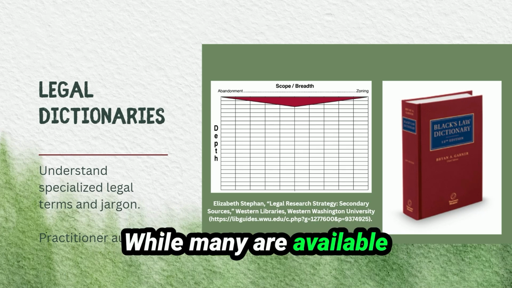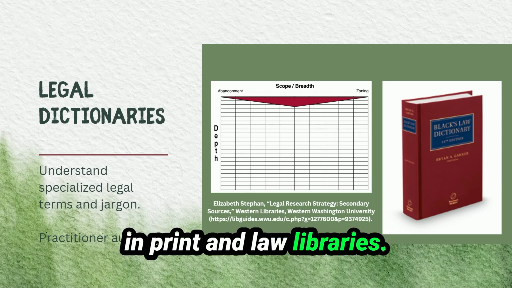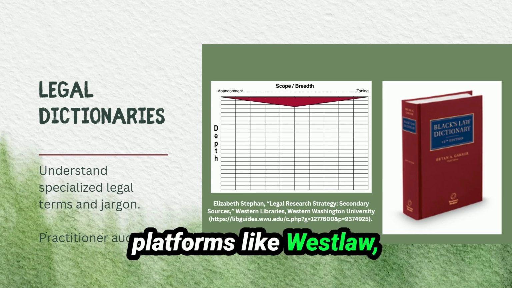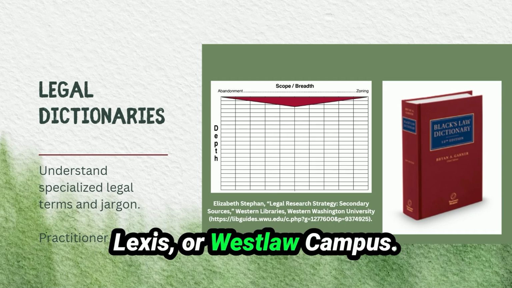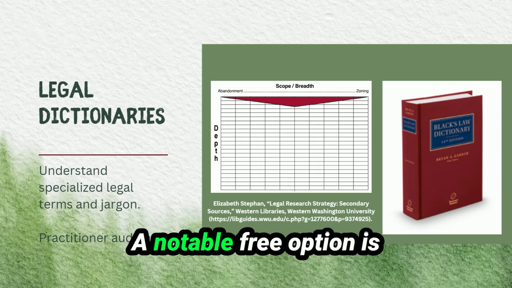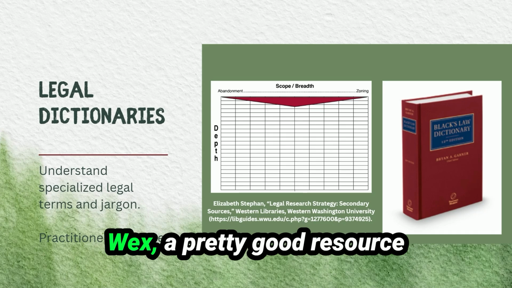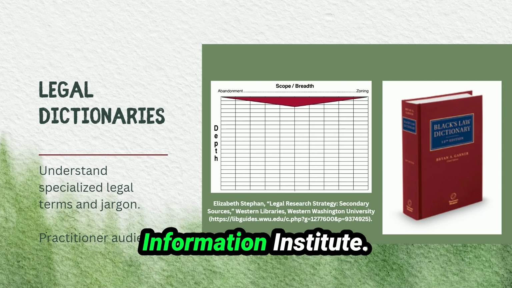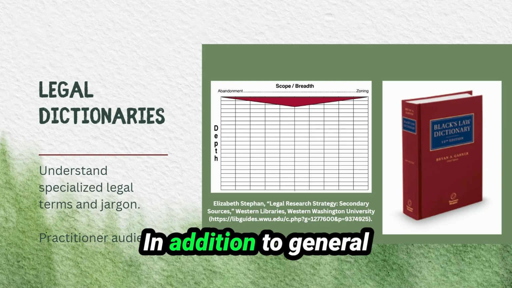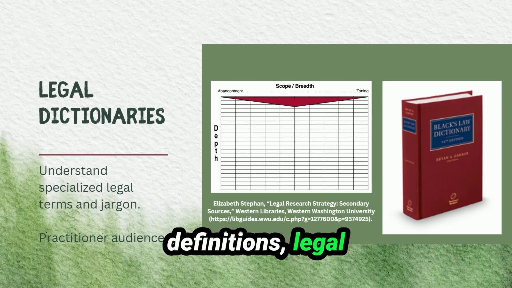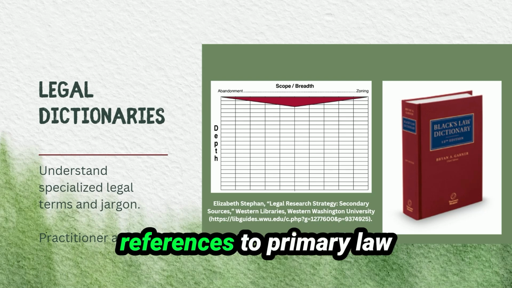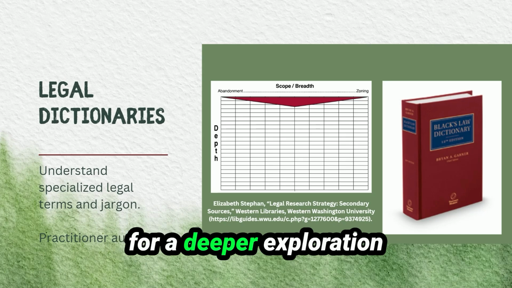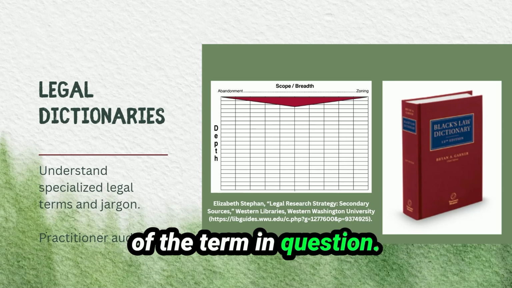While many are available in print and law libraries, you can also access legal dictionaries online through platforms like Westlaw, Lexis, or Westlaw Campus. A notable free option is Wex, a pretty good resource provided by the Legal Information Institute. In addition to general definitions, legal dictionaries often include references to primary law and secondary sources for a deeper exploration of the term in question.